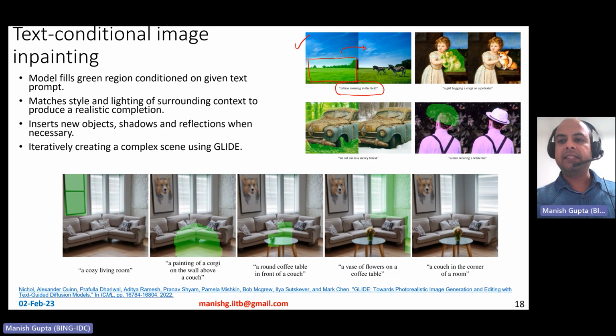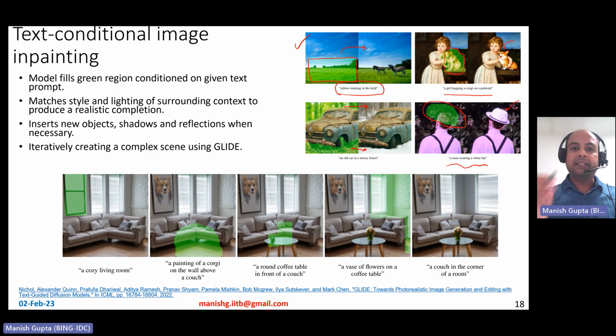Similarly, I can do this. I just highlight a part by green, and then I say a girl hugging a corgi on a pedestal. And that replaces the dog by a corgi dog. I can say an old car in a snowy forest, and I can select the whole region also, and that makes it snow here. I can select this region and then say man wearing a white hat, and here comes the white hat.